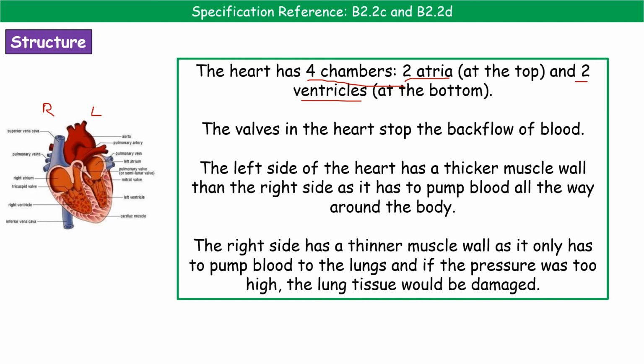If we look at the heart, you can see in the little diagram there that the left-hand side has a much thicker muscle wall. The reason for that is that it's got to pump blood all the way around the body, whereas the right-hand side is only pumping blood as far as the lungs. So the right side has a thinner muscle wall because it's only going as far as the lungs, and we need to keep it at a lower pressure to avoid damaging the delicate tissue, whereas the left-hand side, thicker muscle wall to pump the blood all the way around the body.